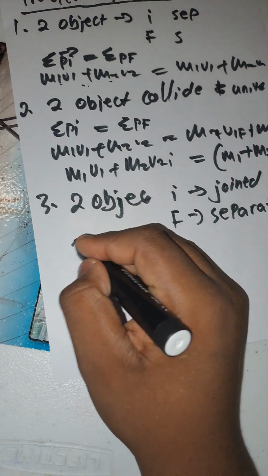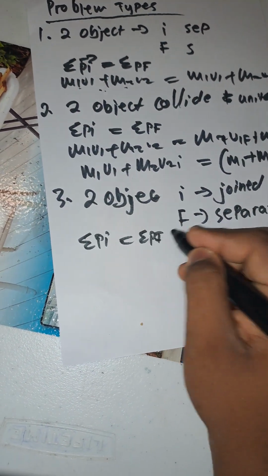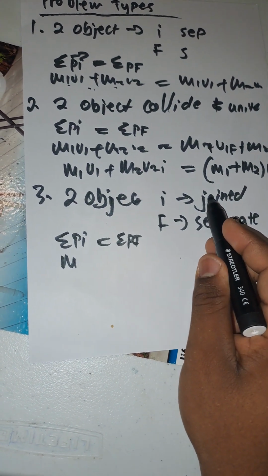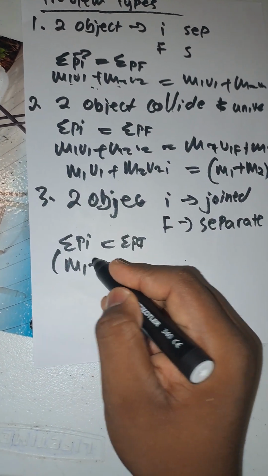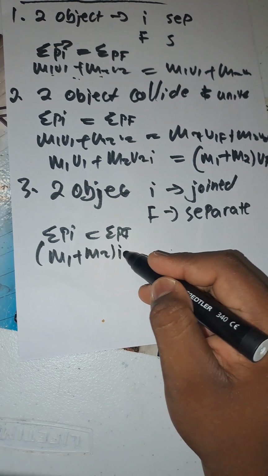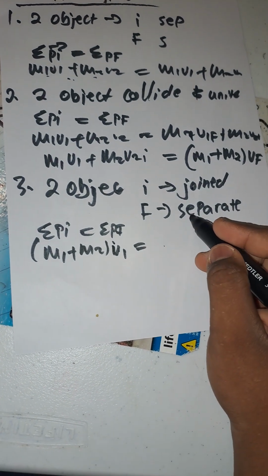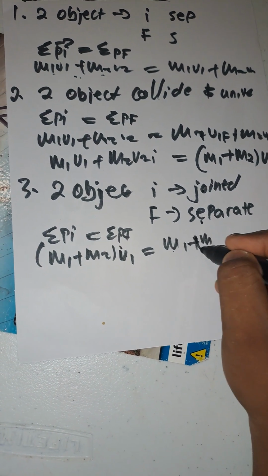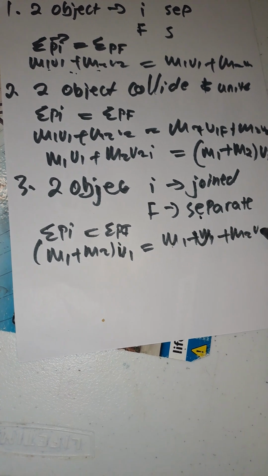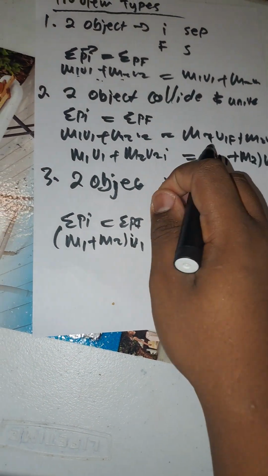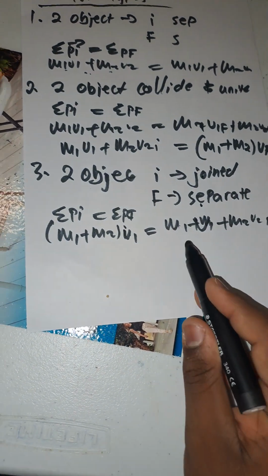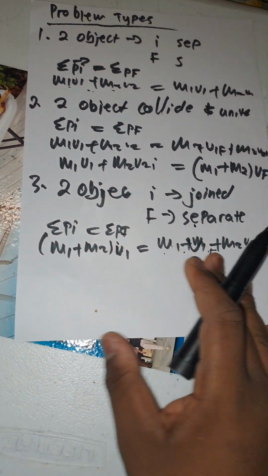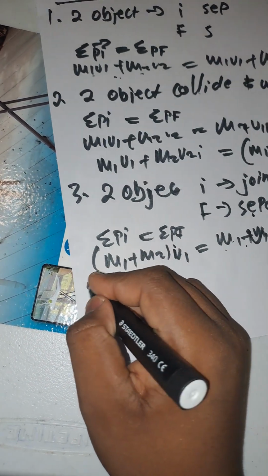How are you gonna put it? EPI is equals to EPF. Okay, and then it's gonna be what? Now they are joined initially. What do I mean? They are joined, so it's gonna be M1 plus M2 initially VI, which is equals to, now finally they do what? They separate. So M1V1F plus M2V2F. So initially they are joined, finally they are separated. So it's going to be M1V1F plus M2V2F. Okay, so let's check the fourth problem type.